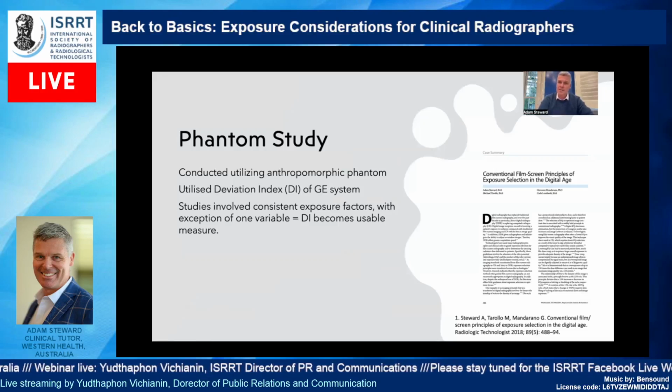The background to this is a study. We'll look at part of it, which was published in the RadTech article from 2018, and it's a study we did in about 2016 or 2017. It was a phantom study looking at exposure selection principles from plain film days and assessing them against the digital systems that we had. So we used an anthropomorphic phantom and we tested them against our GE system, which utilised the deviation index.